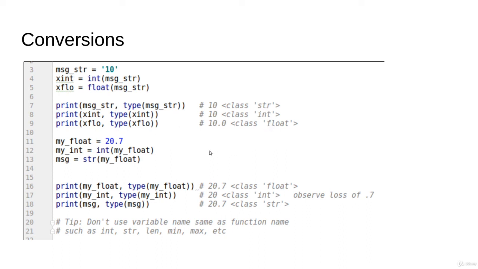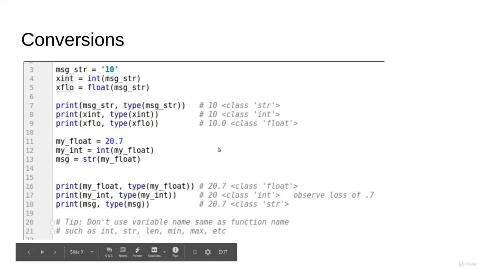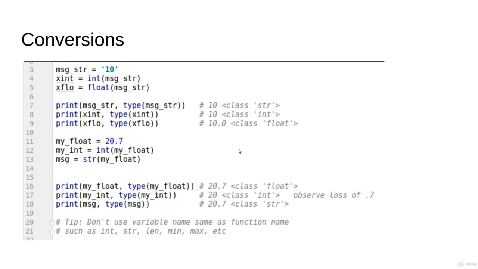In a very similar way, if you have a float variable and you would like to convert it to integer, you can say int of the variable or str of the variable. Observe, if I try to print my float it will be 20.7, but if I try to print my int, it will be only 20. So we lost the value 0.7. Why? Because the integer data type doesn't keep the fractional part, it just gets rid of it. One more time, do not use a function name like int or str or len or min or max. It's going to make your life harder. That's all.